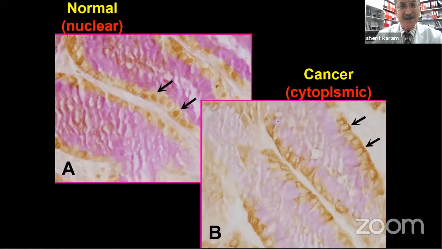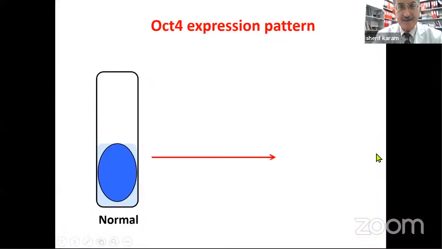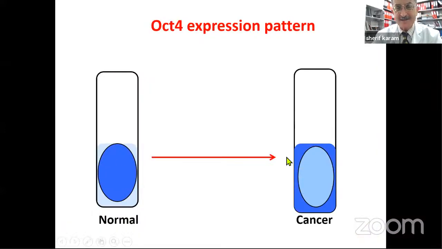This is also confirmed here in these high magnification images. You can see in the control, nuclear staining is more, and in the cancer tissue, you have more cytoplasmic staining here. So this is a summary diagram showing the normal expression of OCT4 in the human stomach, and in the cancer tissue, how its translocation to the nucleus is blocked.